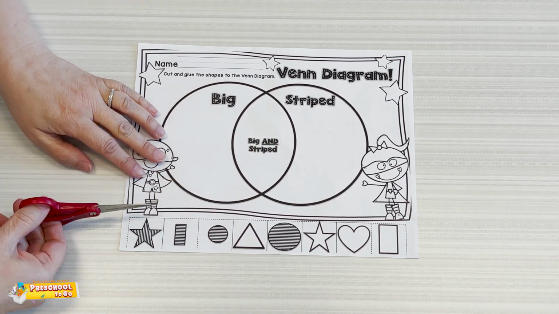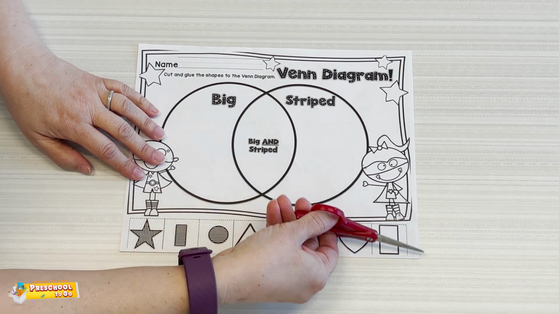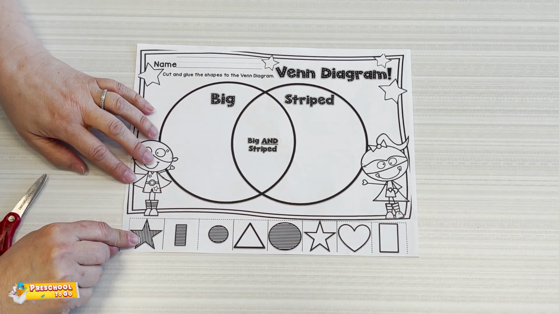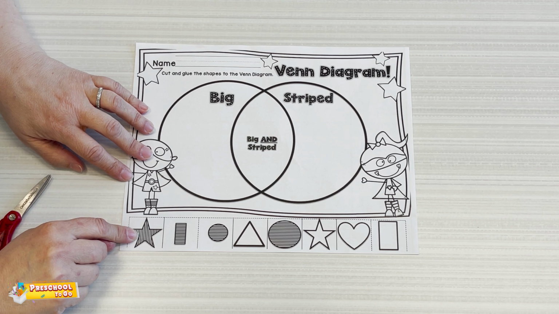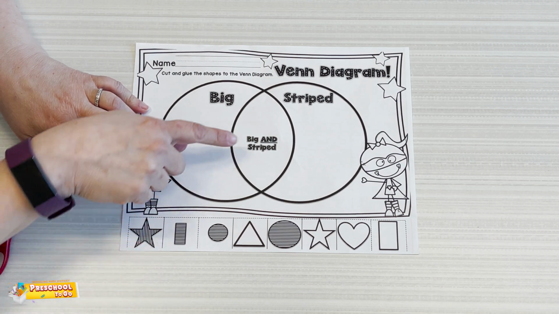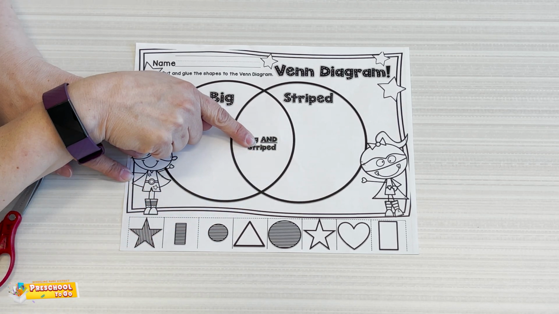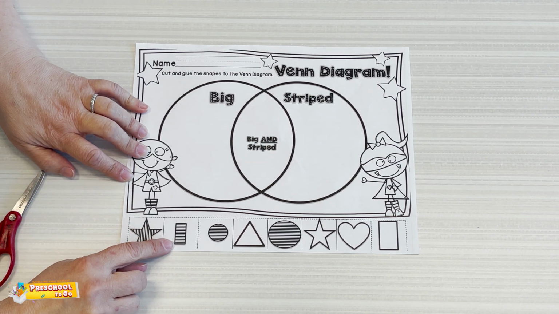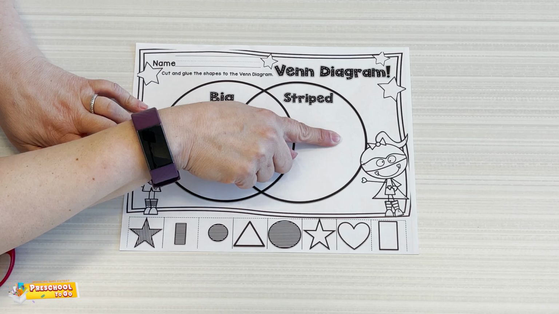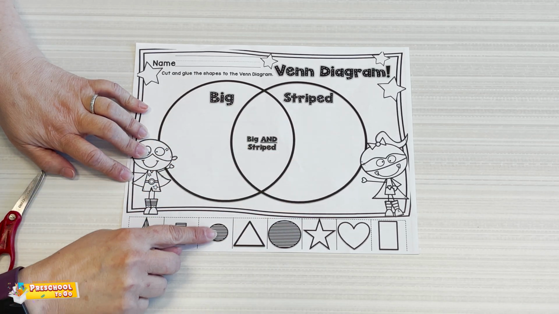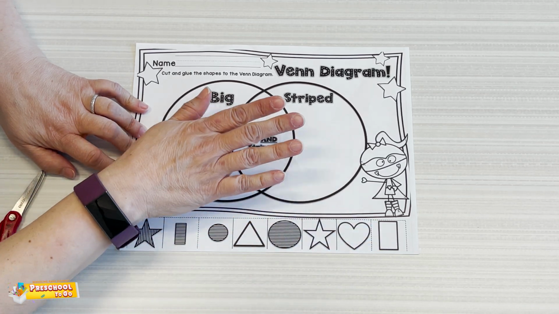So you're going to cut out your items down here and then take a look at them. Here is a star that is striped, but it's also big. So you're going to put it in between the two because it's big and striped. Then the next one is striped, but it's not big, so we just go under striped. And then you're going to go all the way down here.